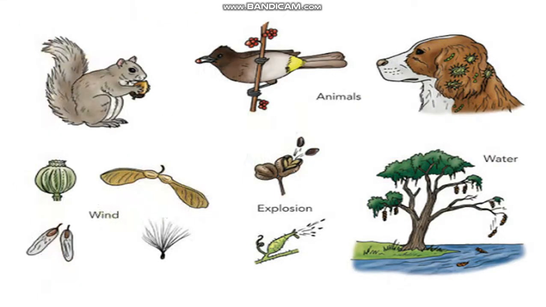Let us move forward, and here you can see all the ways by which seeds get dispersed. First, we have animals, then wind, then explosion, and then water. So these are the four ways by which a seed can get dispersed very easily.